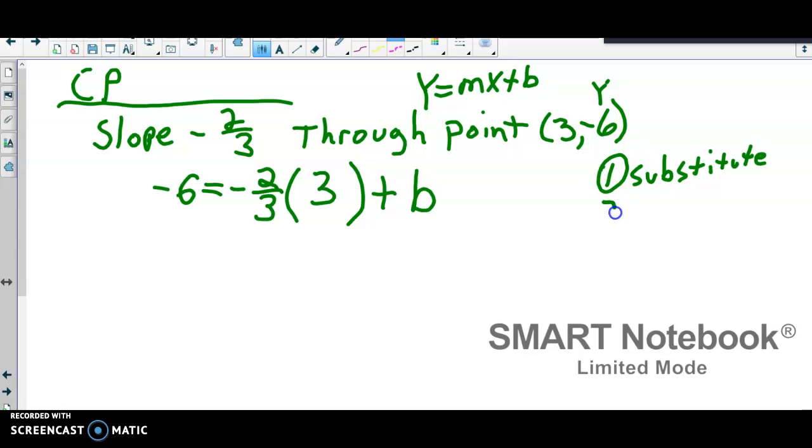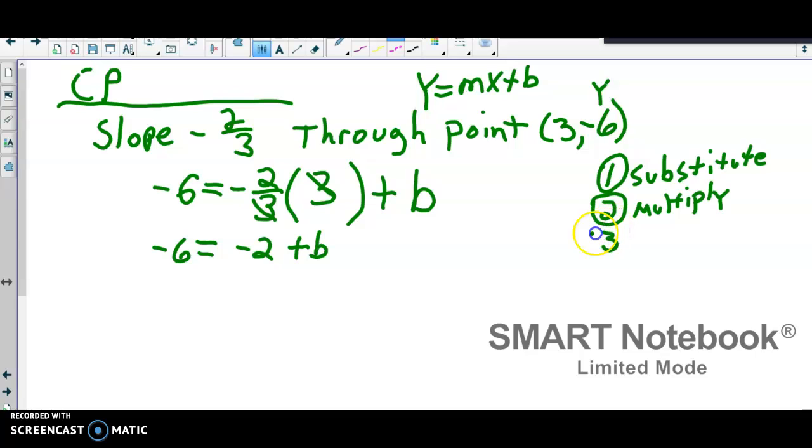So my second step is going to be multiply. So I got to multiply and clear those parentheses. So I do 2/3 times 3. What's nice about this one is the 3's are going to cancel. So I get negative 6 equals negative 2 plus b.